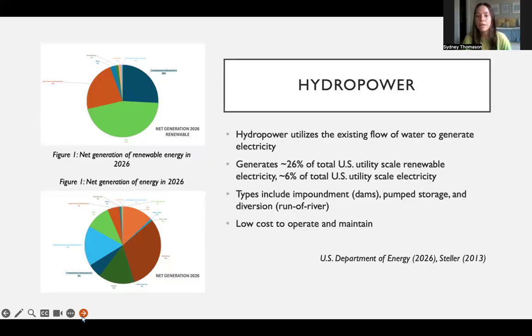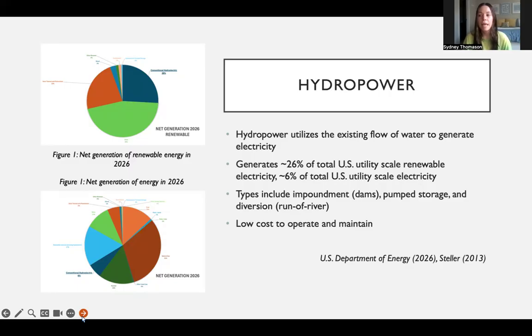Hydropower is a renewable energy that uses flowing water to generate electricity. There are three main types of hydropower: impoundment, pump storage, and diversion. Impoundment are dams, which is the most common form of hydropower, and diversion is run-of-river, which I will be talking about today.